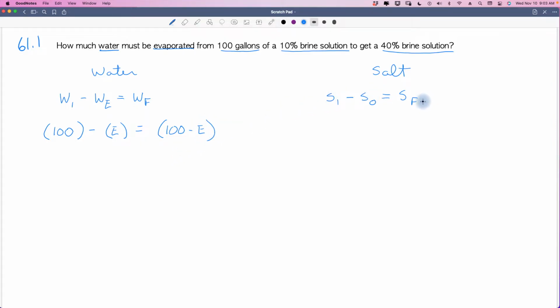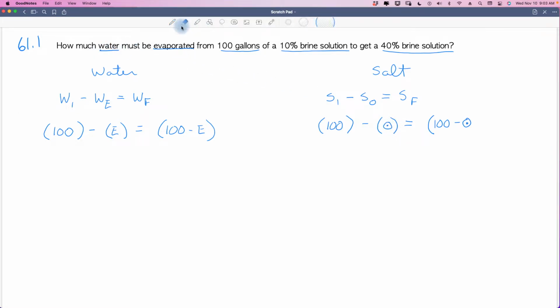So let's think about the salt for a minute. We're going to start with however much salt we have in that 100 gallons, and we're going to think about how much salt is going to go out, right? So we're going to call that O, like salt out. And then we're going to think about the final, and that's going to be our starting amount minus our O, right?